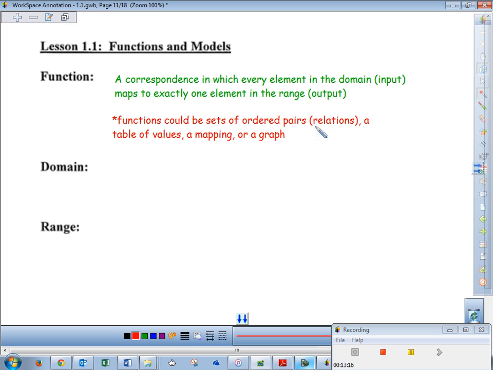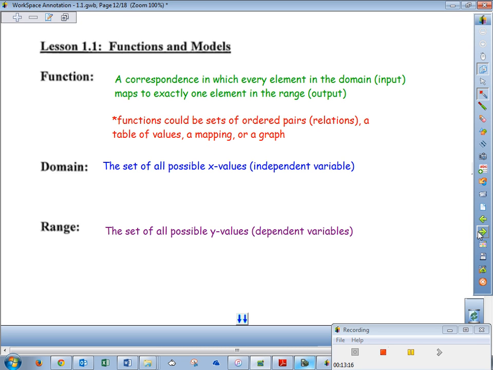And functions can be many things. They can be ordered pairs, which are called relations. I'll show you a visual of that. A table of values, a mapping, or a graph. Domain and range. The domain is like the set of all possible x values, if you need to write that down. And the range is the set of all the possible y values.